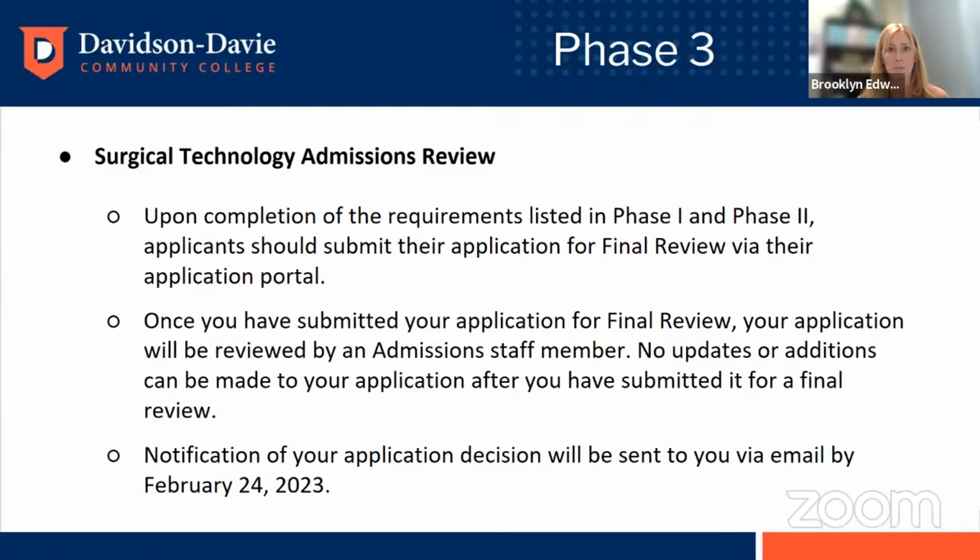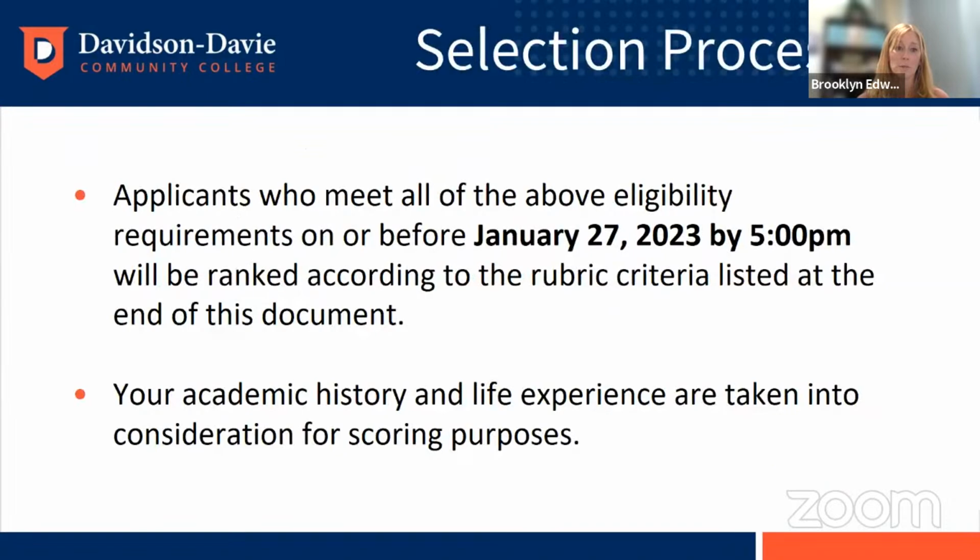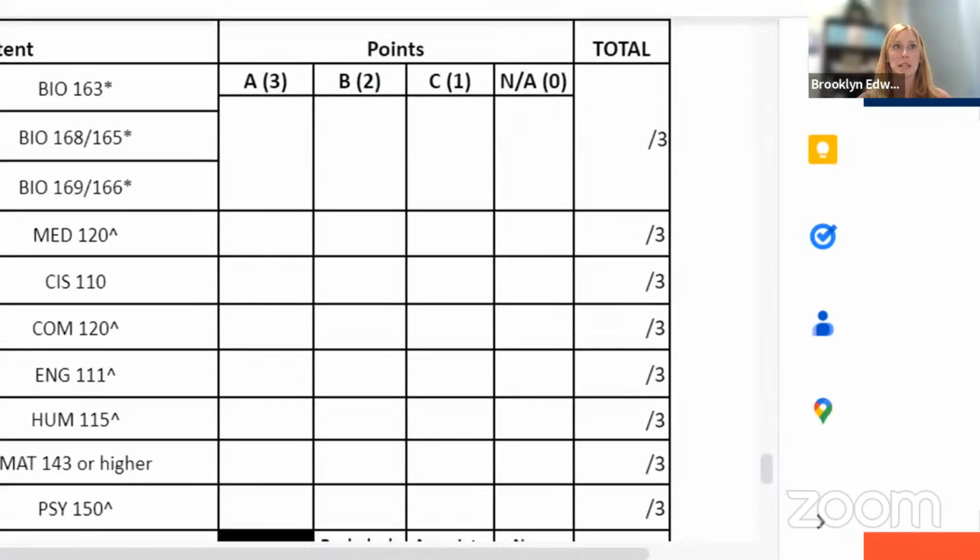Okay. If you are chosen for the program, you will be sent information on what your next steps are, and that includes an intent form that you would need to get back to us. And we're going to talk about that in a second. What I want to take a look at real quick is the actual rubric. Again, everything is very transparent for you guys. Nothing's a secret.